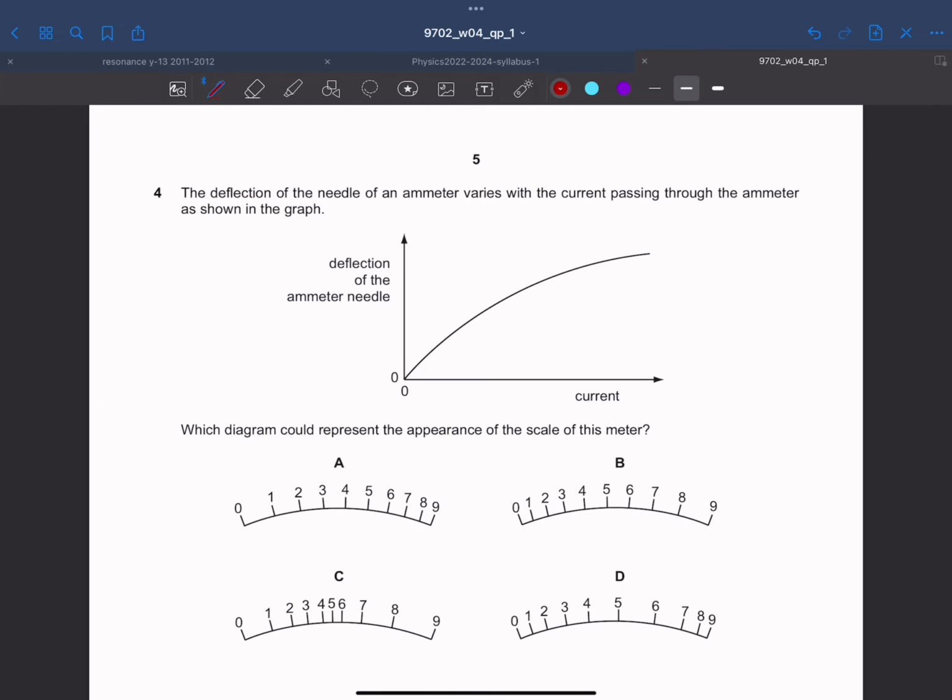Question number 4. The deflection of the needle of an ammeter varies with the current passing through the ammeter, as shown in the graph. So what is happening in this case, the deflection of the ammeter needle? Here you can see that the values are increasing but with decreasing order, meaning the gradient is continuously decreasing. So the situation is that the values are increasing but with decreasing order.